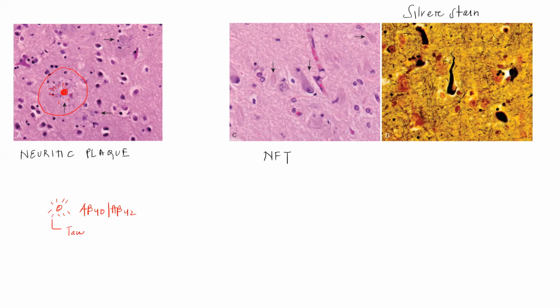Because this is a neuritic plaque, and you will also get neurofibrillary tangles. Remember, these neuritic plaques are extracellular. All amyloids are extracellular, so neuritic plaques are extracellular.